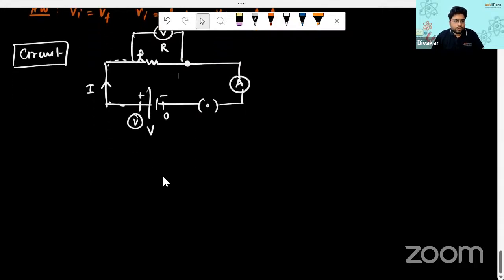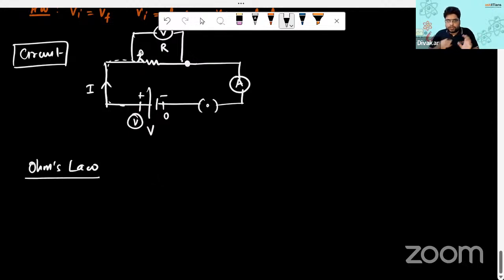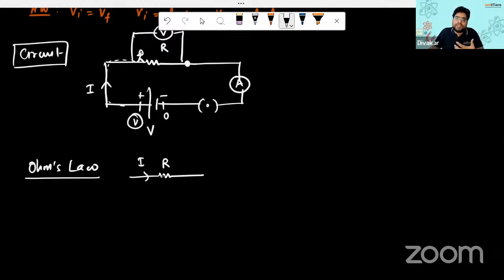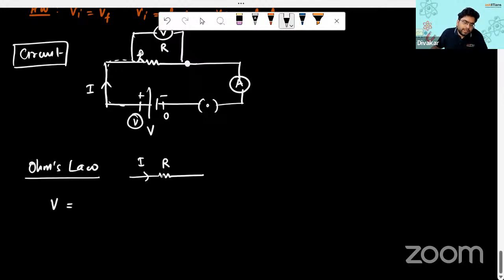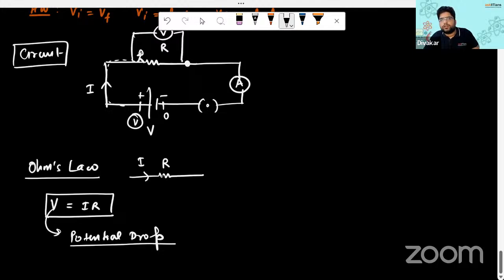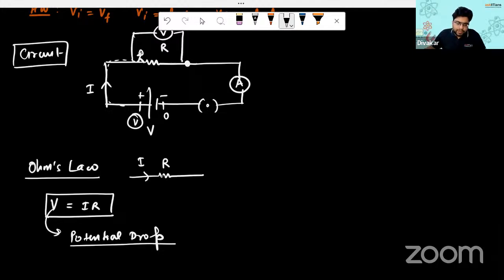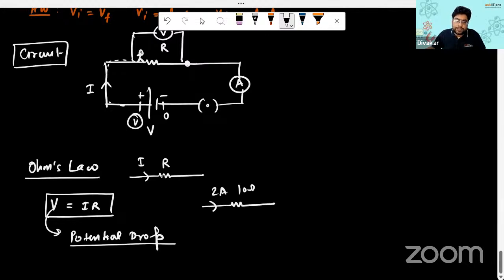So there is a law called Ohm's law, which tells us that if a charge, or you can say current, flows through a resistor, let's say the value is I and the resistance is R, then the potential drop, meaning how much energy the collisions will take, can be written as I into R. So V represents here the potential drop, and that is I into R. So for example, if there is a current of 2 amperes flowing in a resistor of 10 ohm, then the potential drop becomes 2 into 10, which is 20 volts.